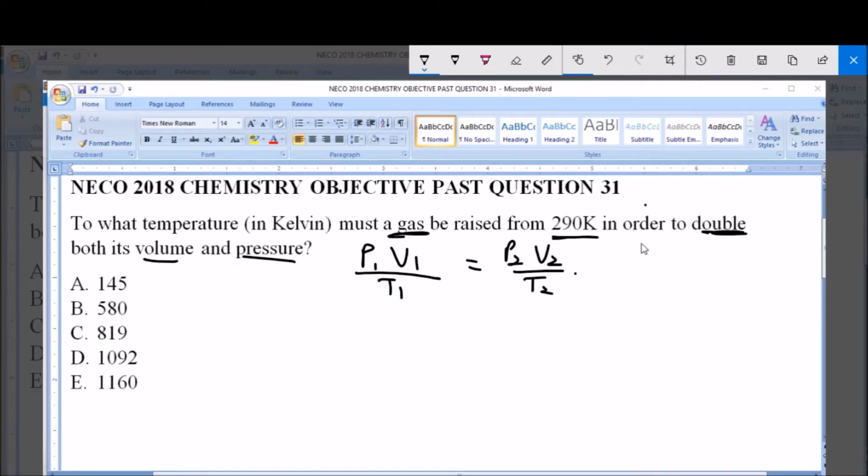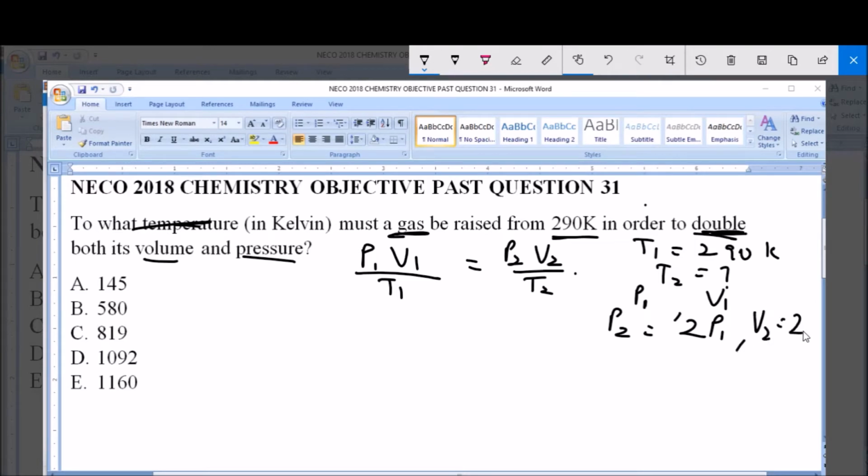Now let's look at our variables. Our T1 is 290 Kelvin. Our T2 is what we are looking for because we are asked to what temperature. And then our P1, let's hypothetically just leave it as P1. Our V1, let's also leave it as V1. Now our final pressure and volume is supposed to be double the volume and pressure. So P2 is equal to 2P1, that is 2 times P1, and V2 is equal to 2V1, that is 2 times V1.